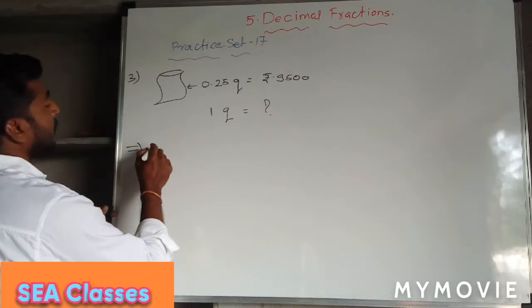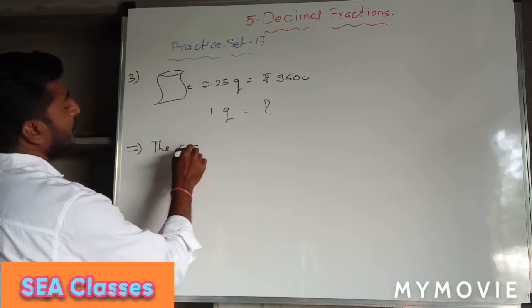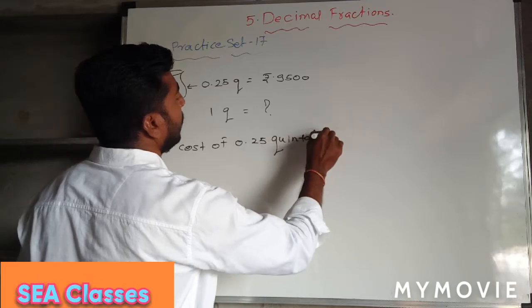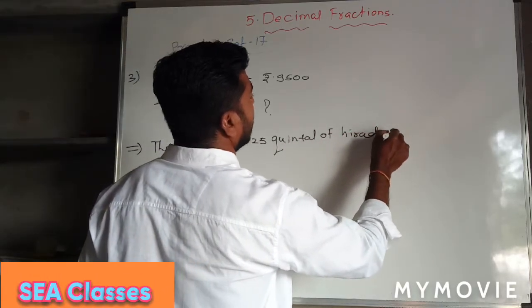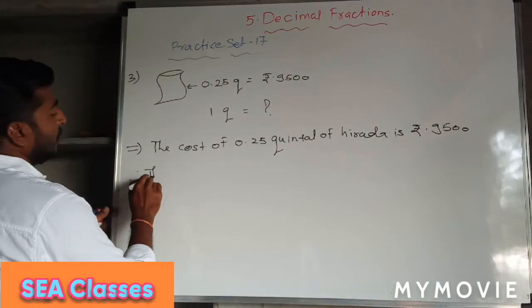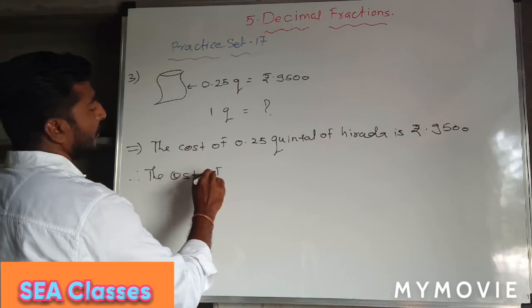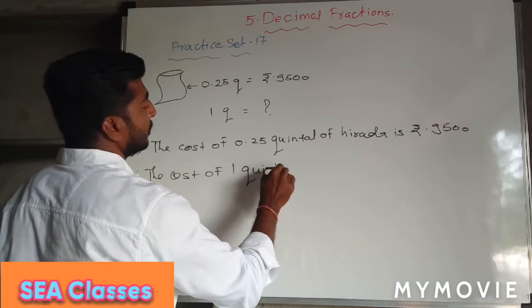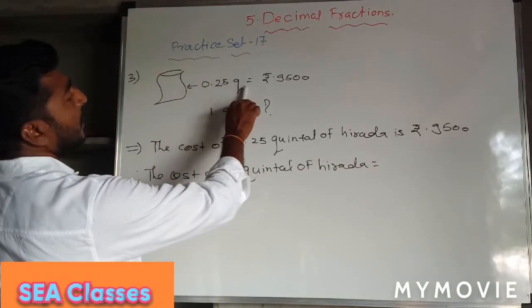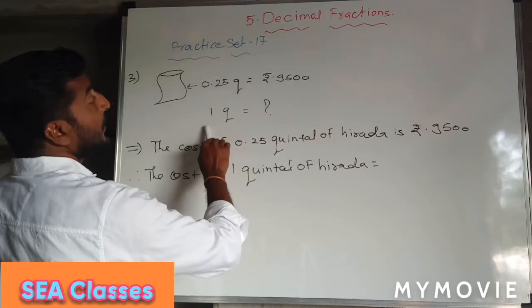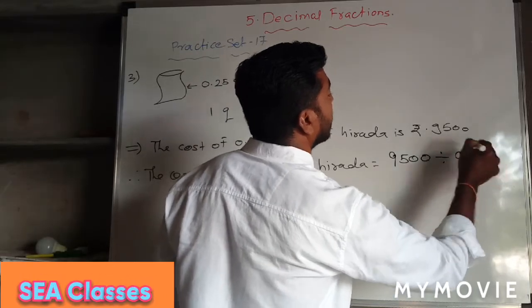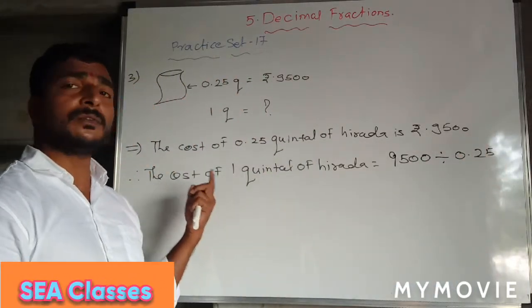You will see the cost of 0.25 quintal of Hirida is rupees 9,500. Therefore, the cost of 1 quintal of Hirida is equal to, now you see 0.25 quintal for rupees 9,500. So 1 quintal will be 9,500 divided by 0.25. So you will get the cost of 1 quintal of Hirida.